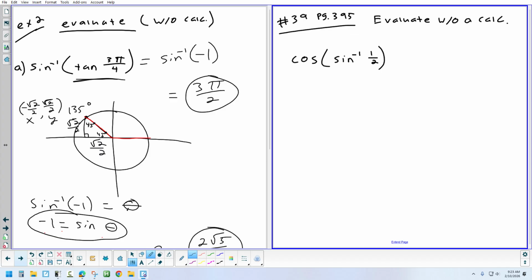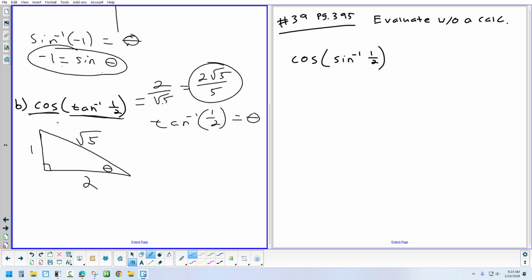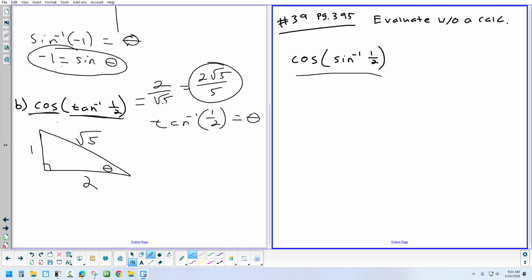This one would be another one similar to this one. Actually, no, similar to this one. It's exactly the same kind of problem. Anybody want to see that one? You draw your triangle, you label your opposite as 1, hypotenuse is 2, use Pythagorean theorem to get the adjacent side, and then do your cosine. If you end up with a root in the bottom, make sure we fix it. Okay, but there's no difference between that and example B.